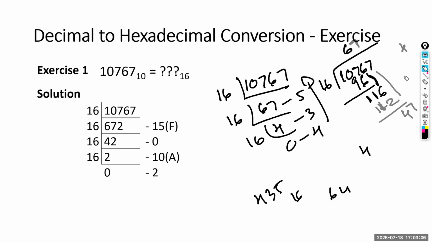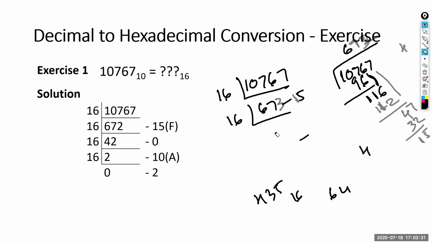How many 16 for 47? 3. Sorry, 2. 2, 32. 15 remains. So therefore 673 and 15 remain. 15 means F. Right? 15 means F. So then 672 you need to divide by 16.